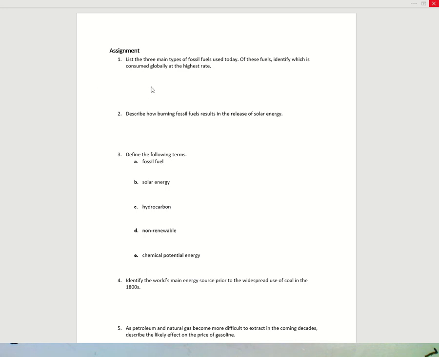Okay, so let's start off by going through this assignment. List the 3 types of fossil fuels used today. So that is petroleum, which is liquid, natural gas or gas, anything like that, and coal would be the main ones.